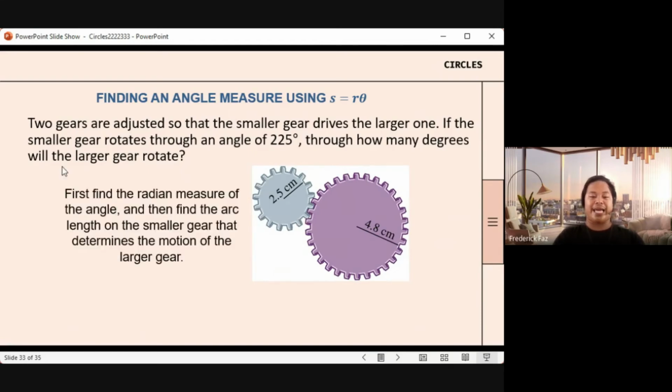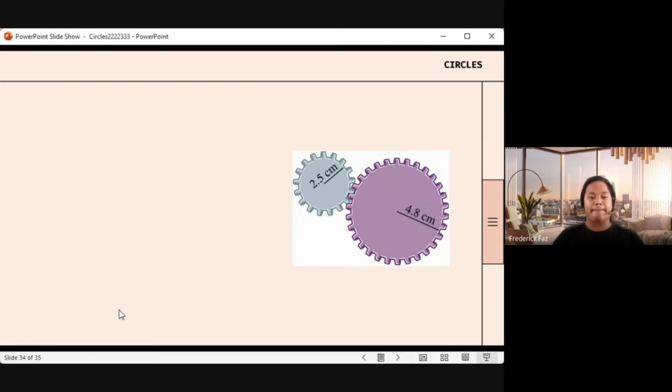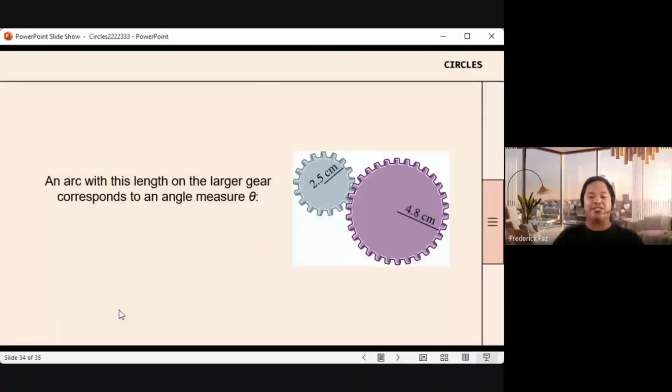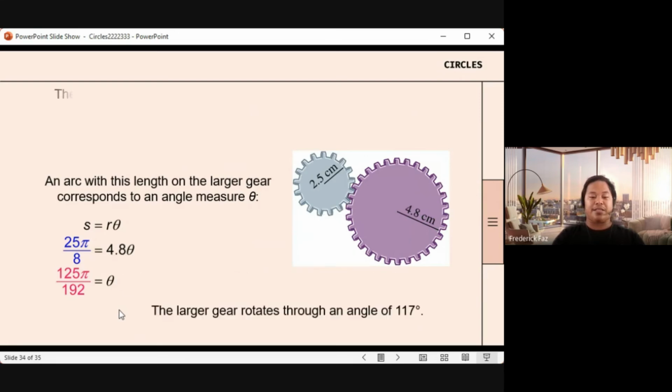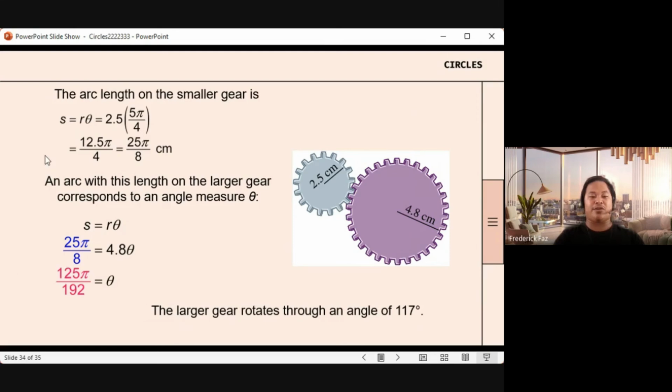First, find the radian measure of the angle, and then find the arc length of the smaller gear that determines the motion of the larger gear. So 225 degrees is equal to 5 pi over 4 radian. So ano pong ginawa ulit? We multiply pi over 180. An arc with this length on the larger gear corresponds to an angle measured theta. So ayan po, the arc length of the smaller gear is S is equal to r theta.